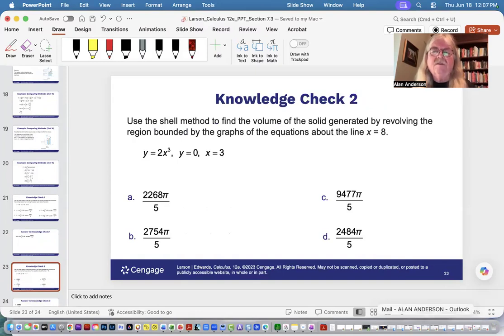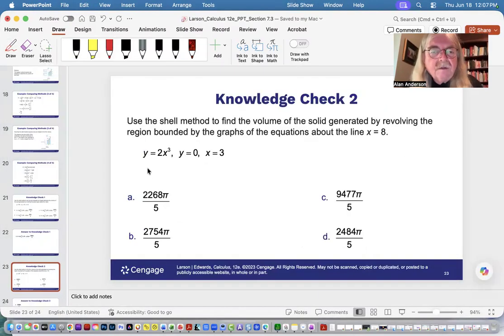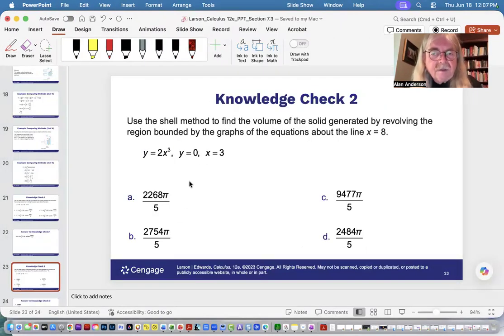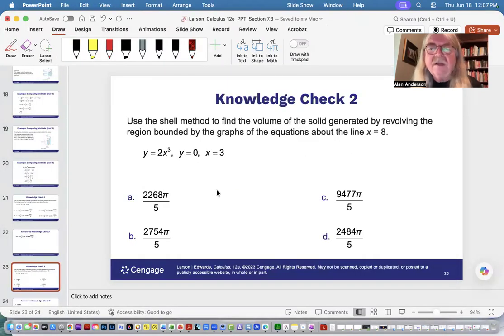Now here they're going to have us do the opposite. They want us to revolve this around not the vertical axis, but a vertical line. So let's see how this one is set up. Use the shell method. Volume of the solid. So it's y equals 2x cubed, y equals 0. This is the area of interest. And we're going to revolve around x equals 8.